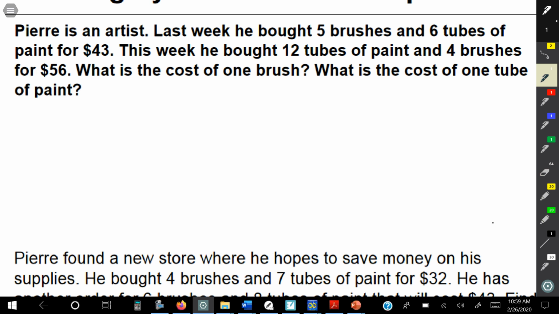It says Pierre is an artist. Last week he bought 5 brushes and 6 tubes of paint for $43. This week he bought 12 tubes of paint and 4 brushes for $56. What is the cost of one brush and what is the cost of one tube of paint?